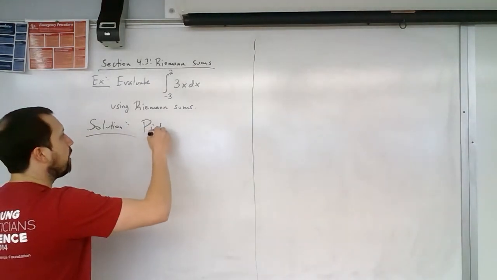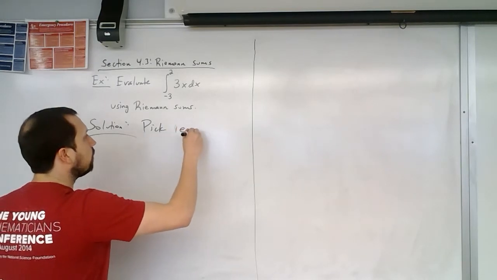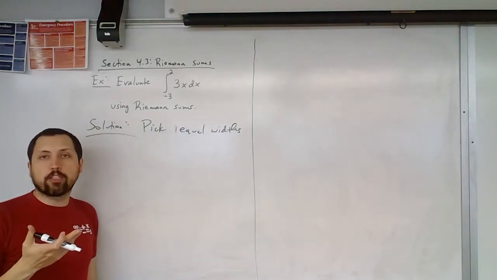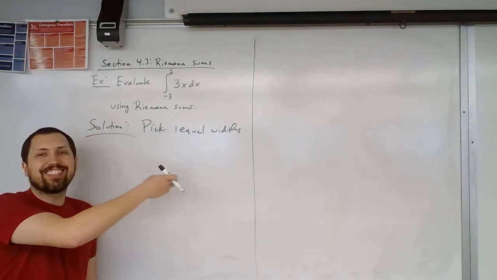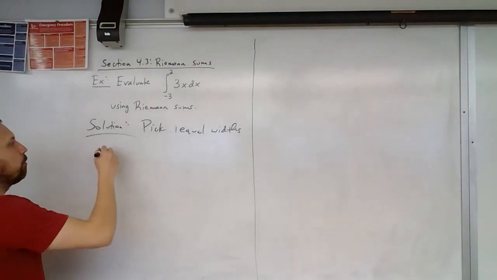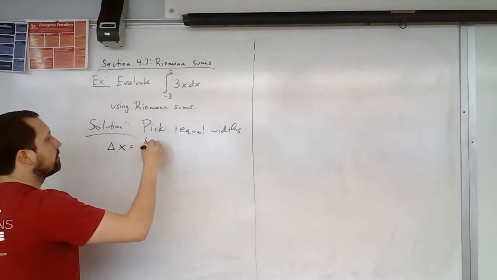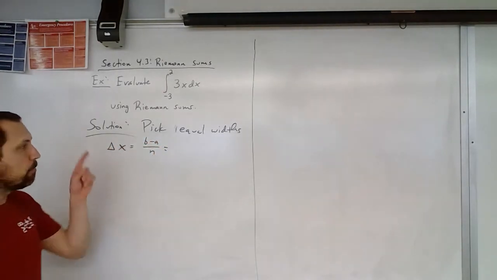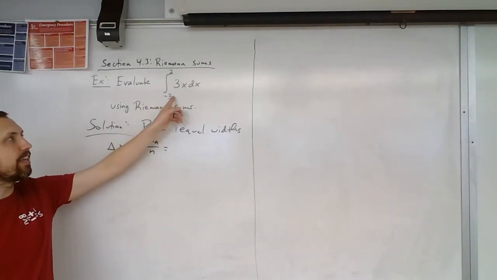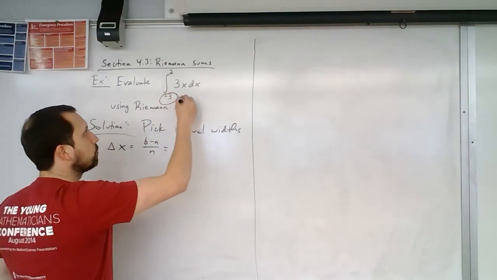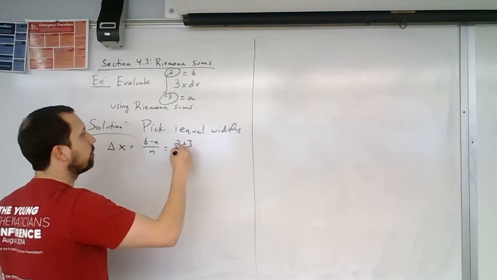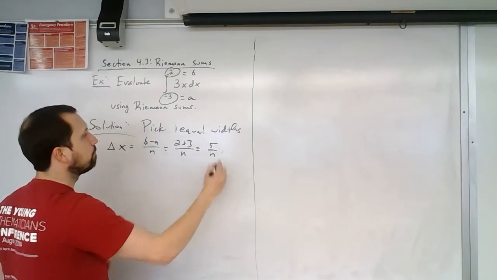So we're going to pick equal widths. Or this is also called the uniform partition. So we're partitioning our interval into these n regions where they're all the same. So pick equal widths where our delta x is going to be b minus a divided by n, but our b minus a in this case, we know what these are. This is going to be, our a is -3, so this number here, this was our a, and this number up here is our b. So I have 2 plus 3 divided by n, so I have 5 over n.